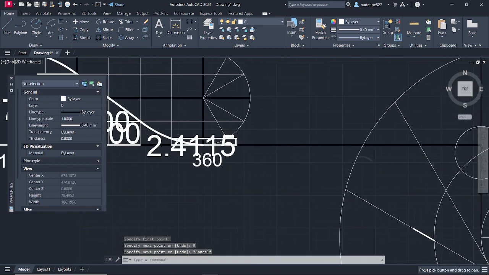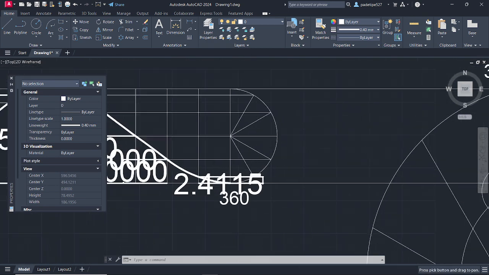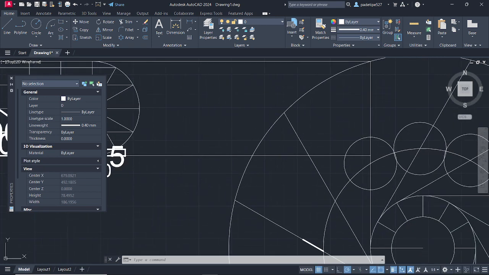Alright. So after 9 we have 2.4115, and then we have 0. So 2.4115.